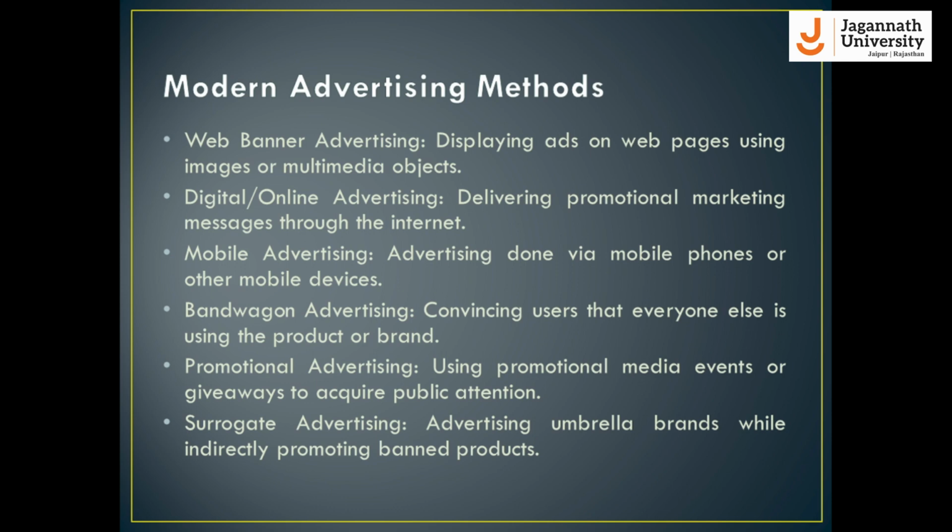Then comes the modern advertising methods. So the first one is web banner. So web banner means displaying ads on web pages using images or multimedia object. Now same point, these images can be static, then these can be in GIF form or in a small video form. So what happened with the help of these banner advertisement, they try to attract the attention of website visitors and drive them to click on the ad for the more information or to make a purchase.